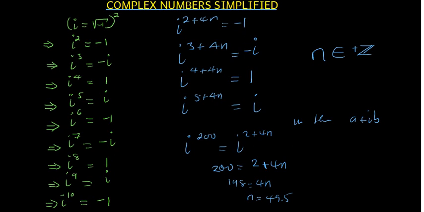Now we are saying n is an integer. An integer can't be a decimal. So that means i to the power 200 cannot be in this form, i to the power 2 plus 4n. So we can also test this one. Still, even this one is not going to work.